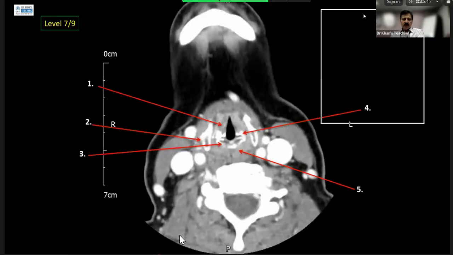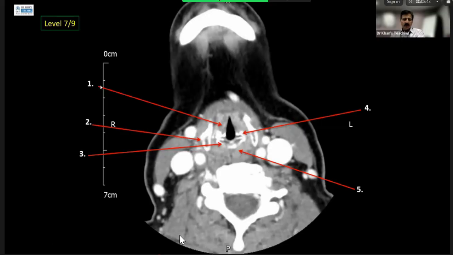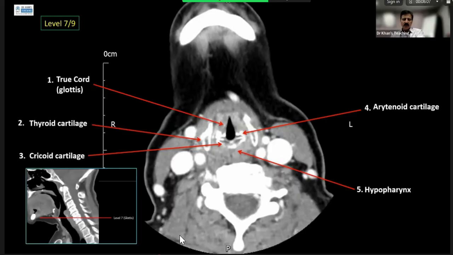Third last level. What is number one? True cord. Number two, thyroid cartilage. Number three. Cricoid. Number four, arytenoid. Very good. And what is here? This collapsed thing, soft tissue. Number five. Excellent. So these are the answers.